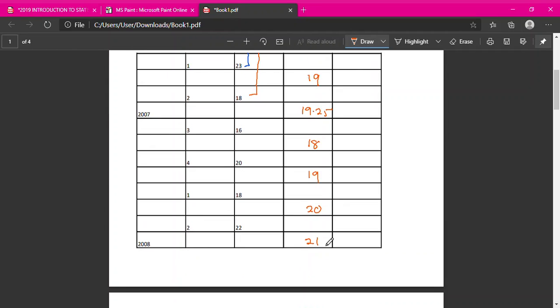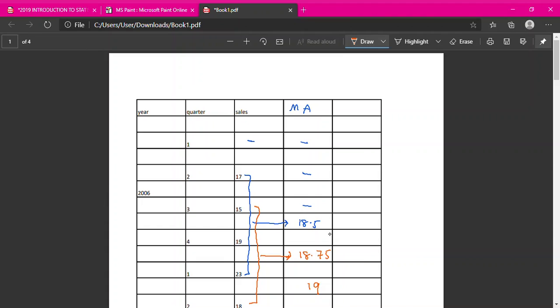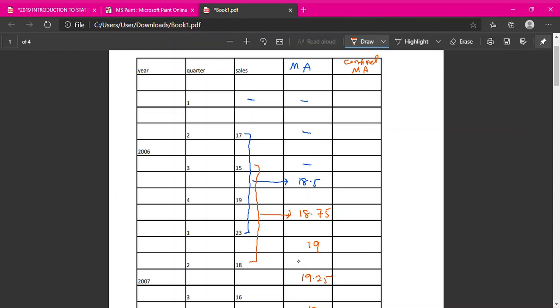Yes. Alright, the next step adalah kita nak cari centered moving average. So we will use dua value ni bahagi dengan 2. So akan dapat the value here. Alright, so 18.5 plus 18.75 divided by 2 to find the average. So divide by 2.